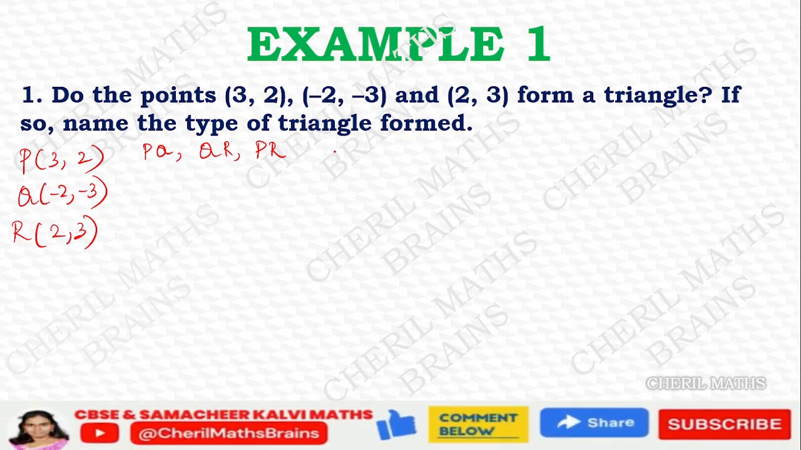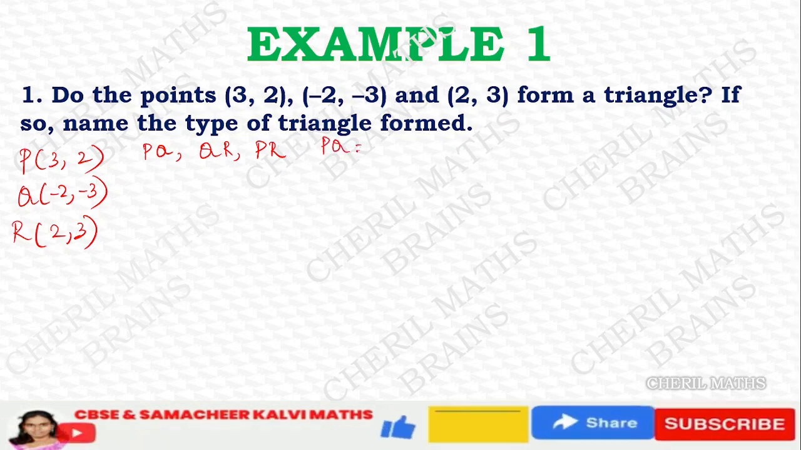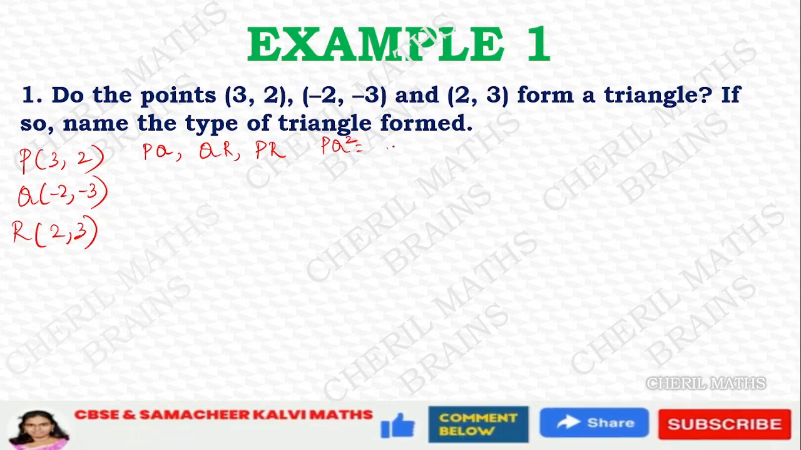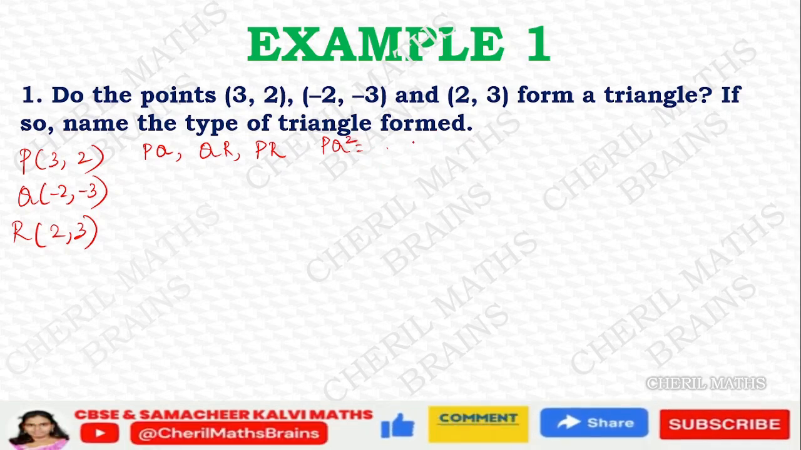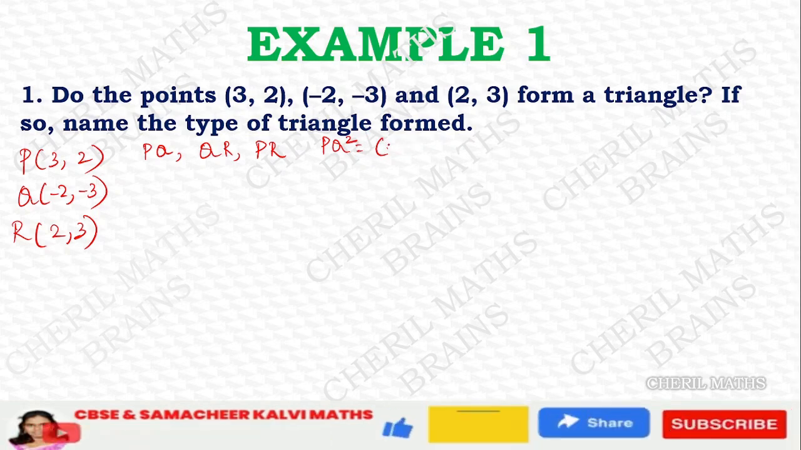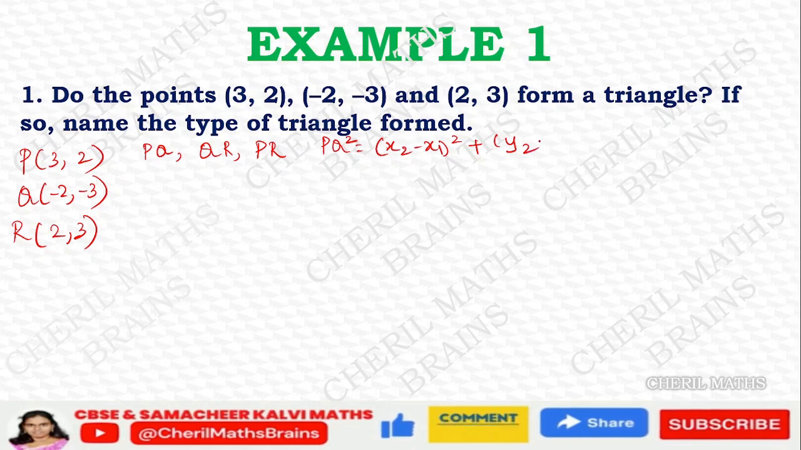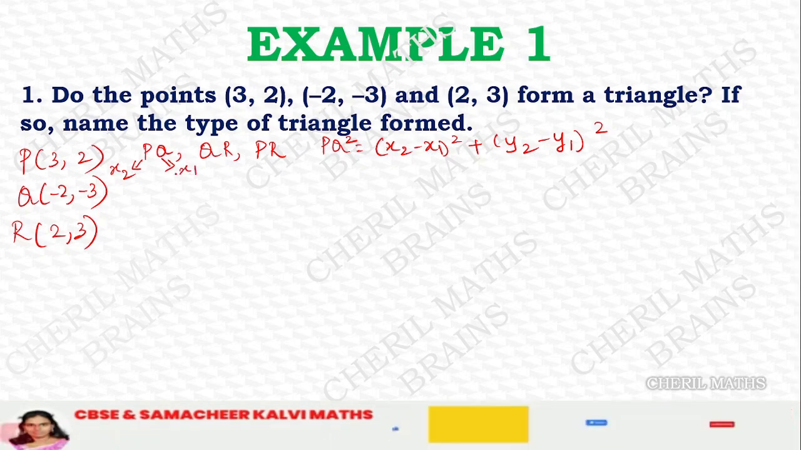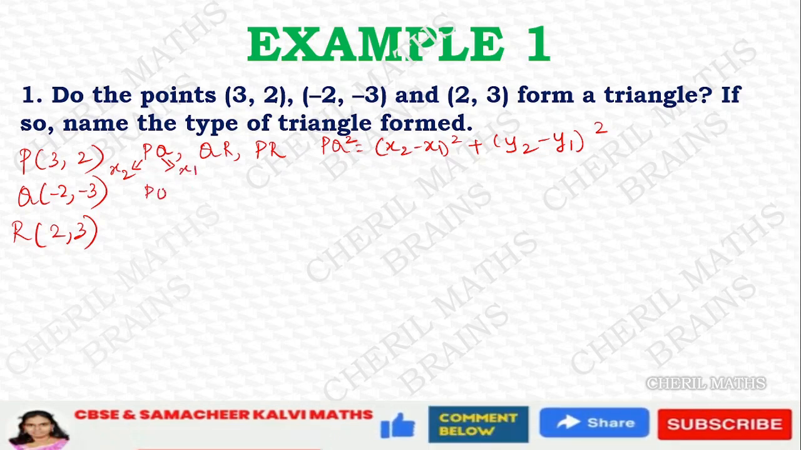First we need to know the formula. What is the formula for PQ? We'll do it as PQ square, so that at every step you need not consciously put the square root. This is what I generally tell my children. When you put the square here, it will be easy for you and you can avoid some mistakes. So PQ square is x2 minus x1 the whole square plus y2 minus y1 the whole square. When I am taking P and Q, I am going to take P as x2 and Q as x1.